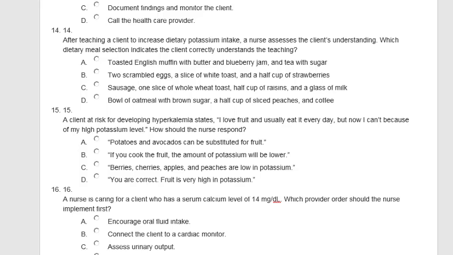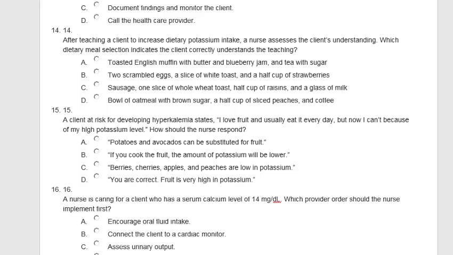15. A client at risk for developing hyperkalemia says, I love fruit and I usually eat it every day, but now I can't because of my high potassium level. How should the nurse respond? Okay, so what the question's asking you is, is he right? Can he not eat any more fruit because he has high potassium? So let's go through the answers.